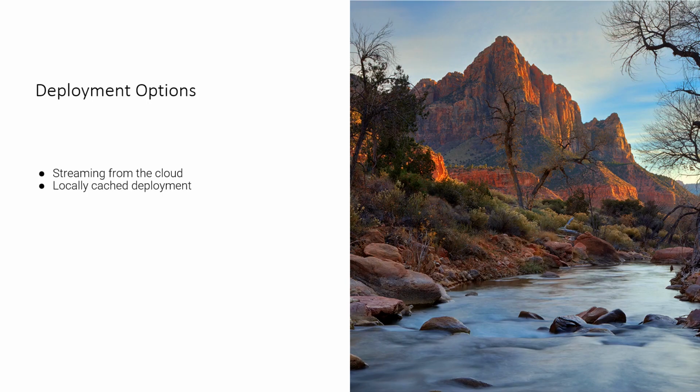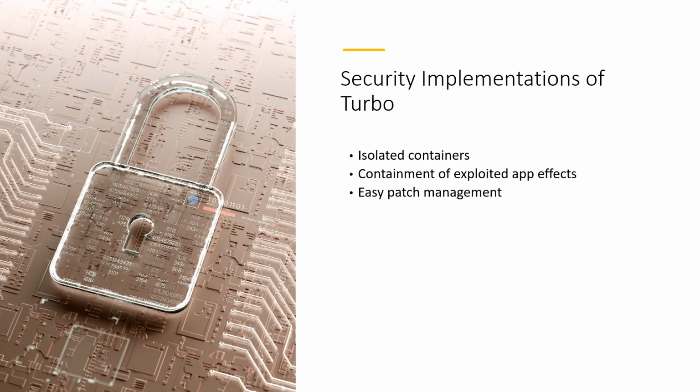With Turbo, you can stream or locally cache your applications. With streaming, the applications are executed directly from the cloud. However, if you prefer a locally cached deployment, the applications are downloaded onto the device's hard drive and will run locally thereafter. Turbo offers robust security implementations, but I want to focus on three.